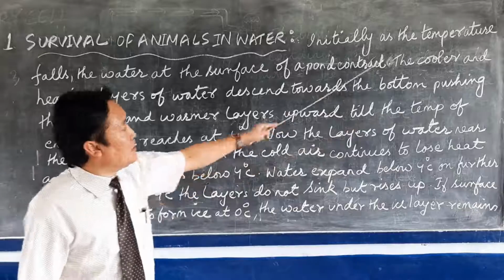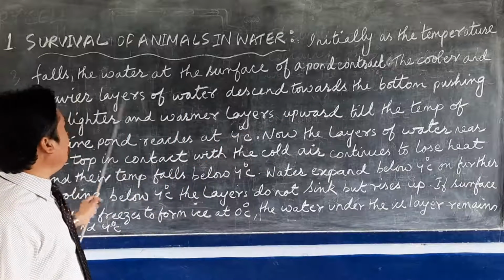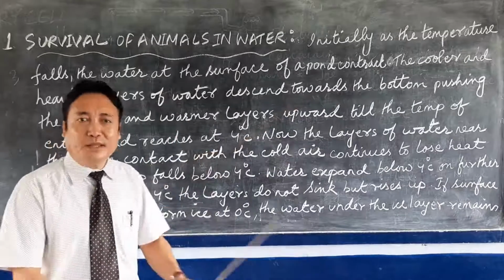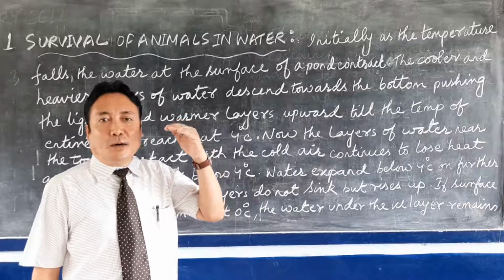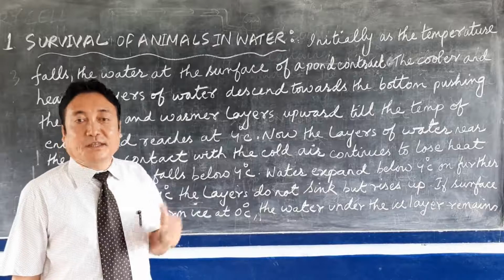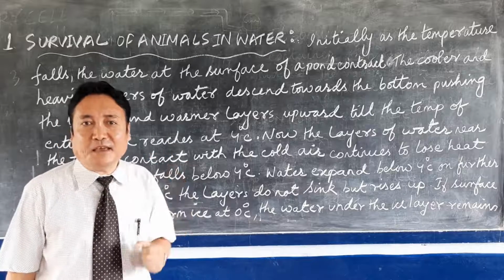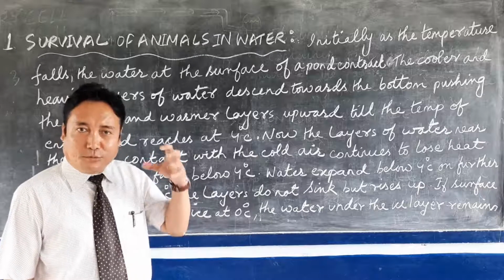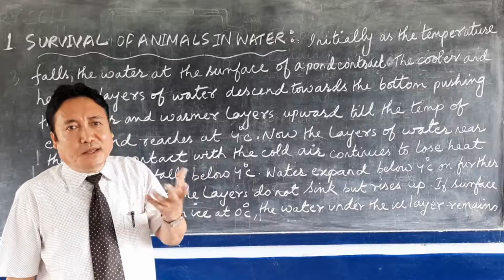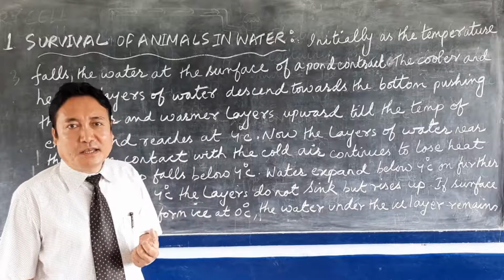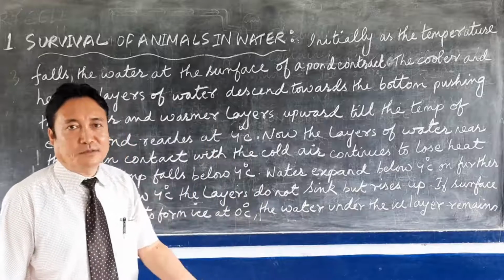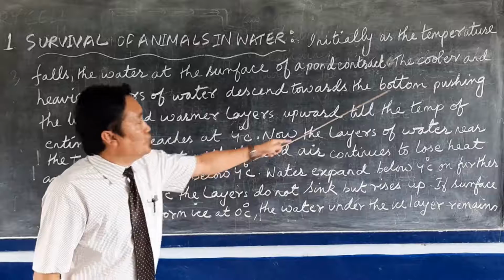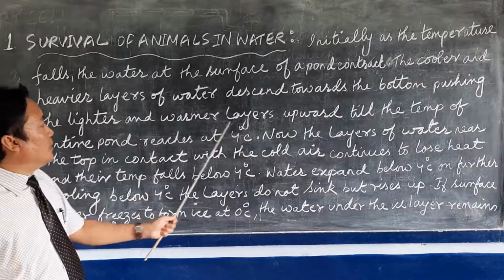What happens is that the cooler and heavier layer of water descends down. When the temperature falls below 0 degrees Celsius, the upper surface of the water contracts and becomes very heavy. That means when it contracts, it converts into ice. It becomes very heavy and descends down. It falls down, it sinks down, pushing the lighter and warmer layer upward.